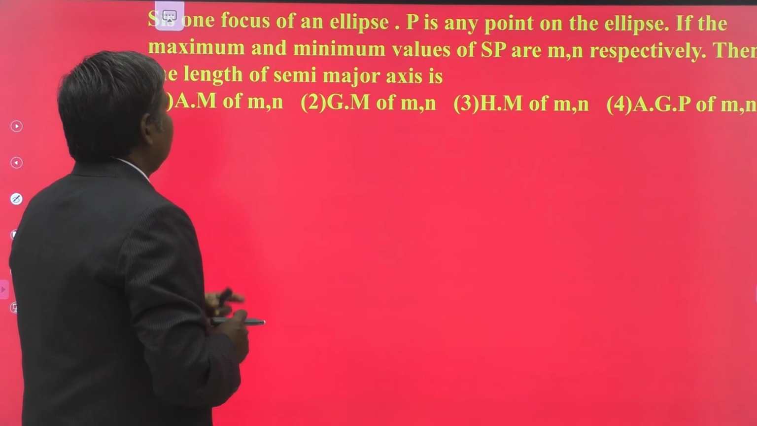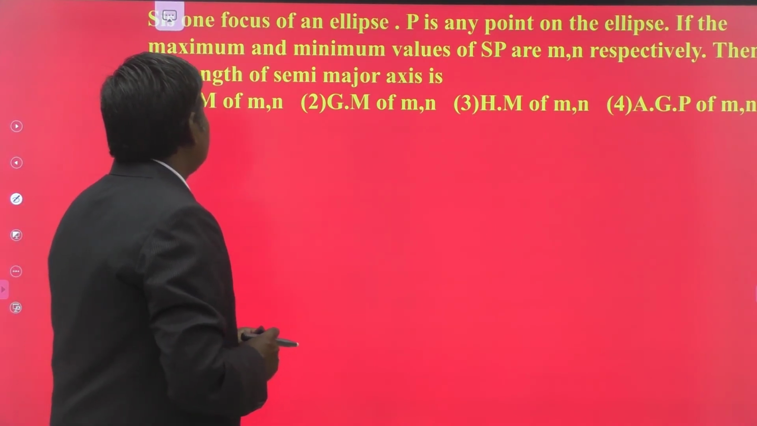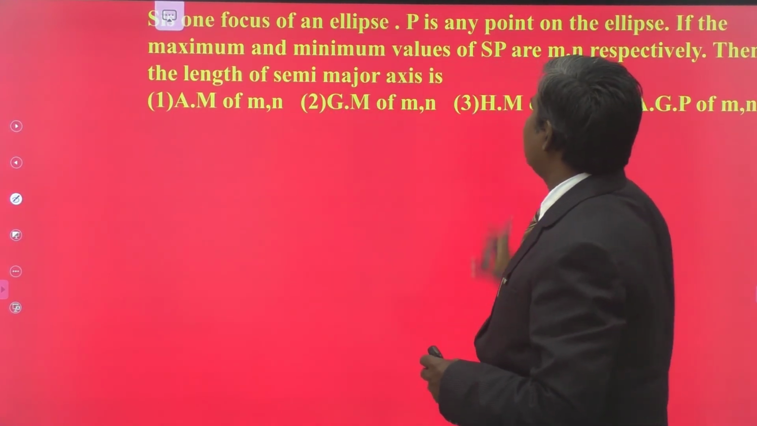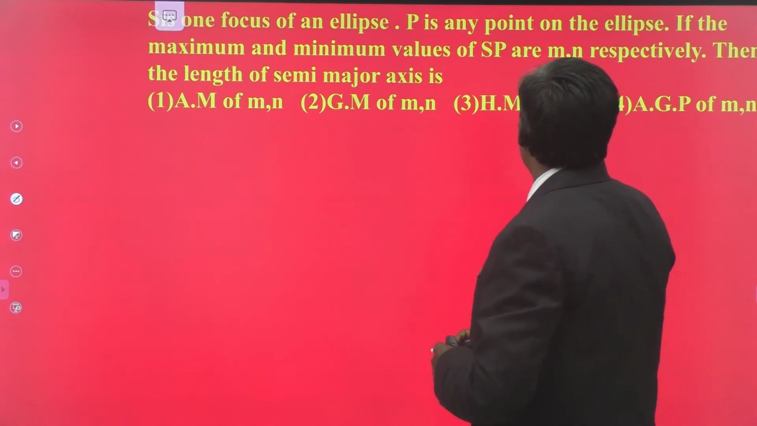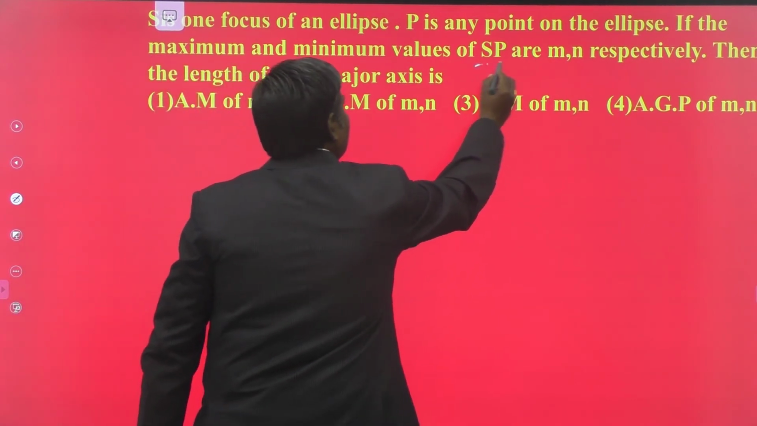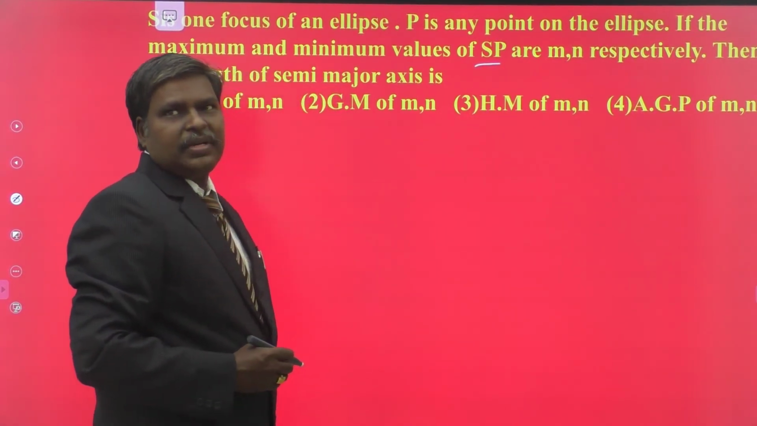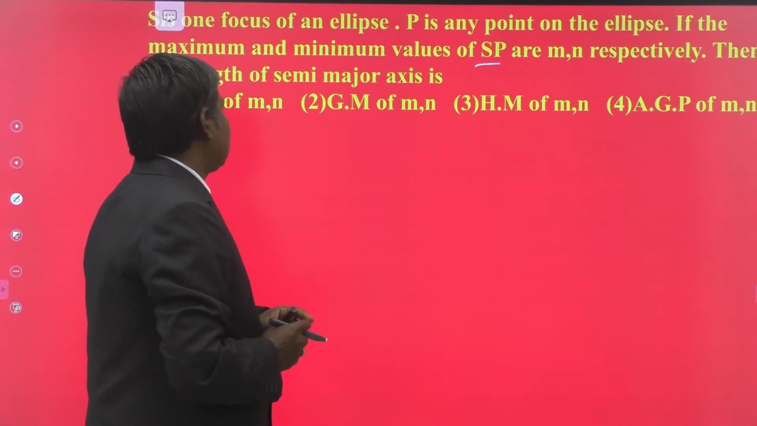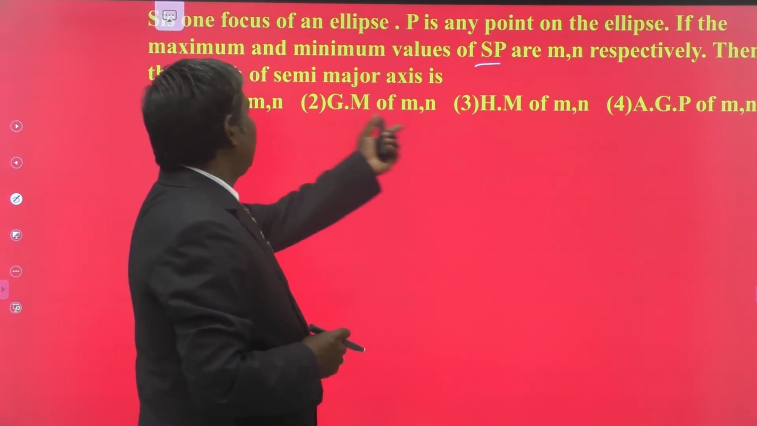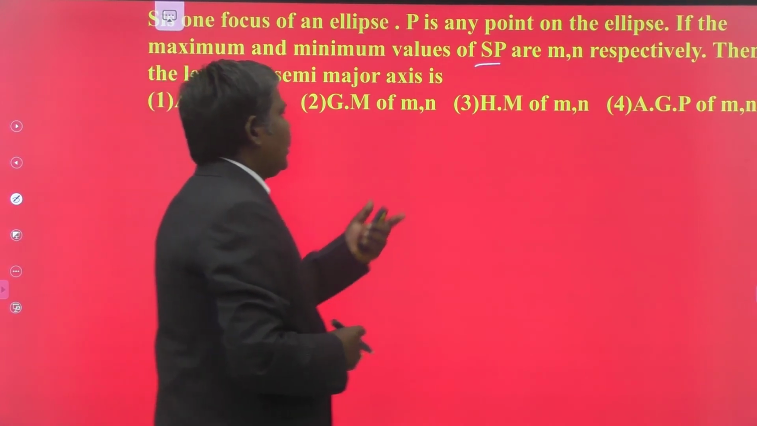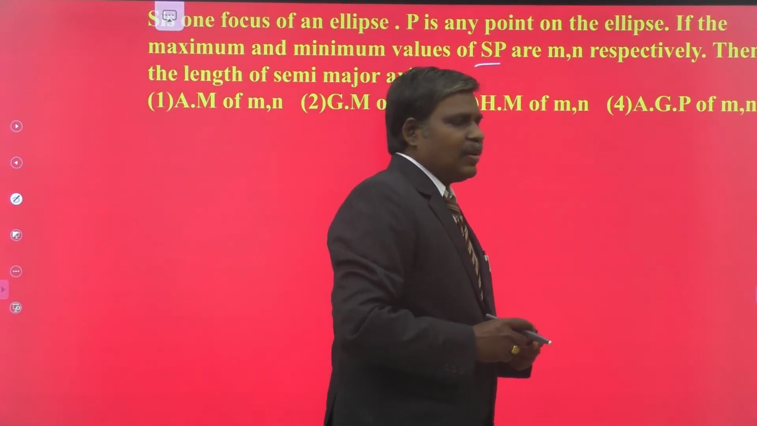Next one. This is the question. S is a focus of an ellipse. See here. S is a focus of an ellipse. P is a point on the ellipse. If the maximum and minimum values of SP, which are the focal distances, are M and N respectively, then the length of the semi-major axis is dash. Among these options: is it the arithmetic mean of M and N, geometric mean of M and N, harmonic mean of M and N, or AGP of M and N?